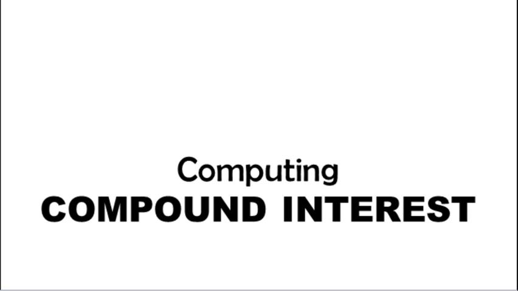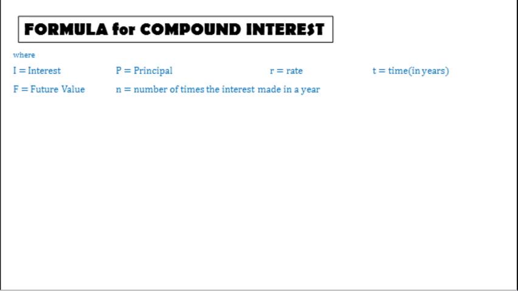Hello students, ang topic natin ngayon ay computing compound interest. The formula for compound interest, where I is equal to interest, P is equal to principal, R is equal to rate, T is equal to time in years, F is equal to future value, and N is equal to the number of times compounded in a year.